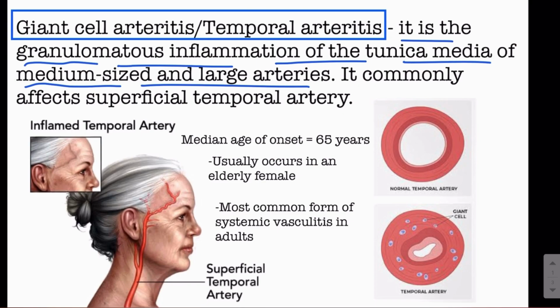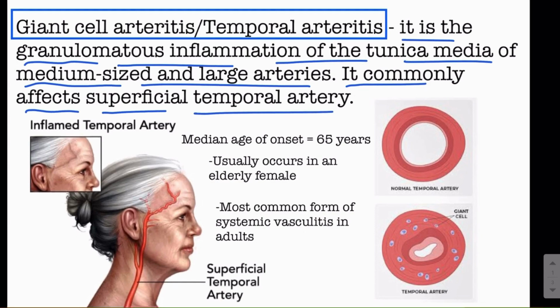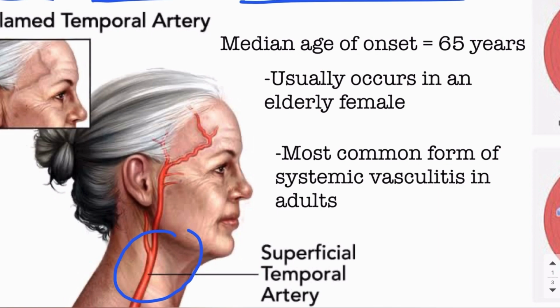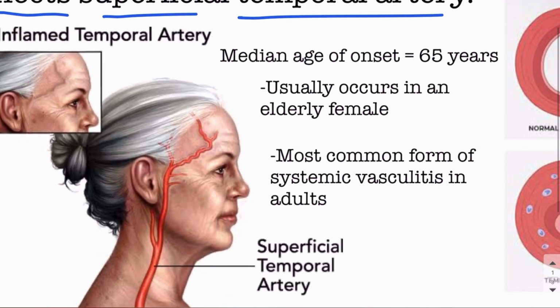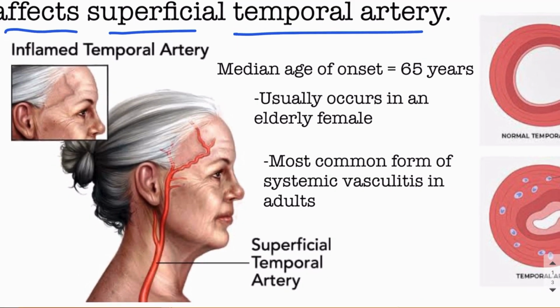So guys, as you all know, the large arteries have a middle layer called tunica media, and this disease is basically a vasculitis which involves the granulomatous inflammation of the tunica media of the large arteries. The most common artery that is involved is the superficial temporal artery. So this is the superficial temporal artery, and mostly this artery is involved.